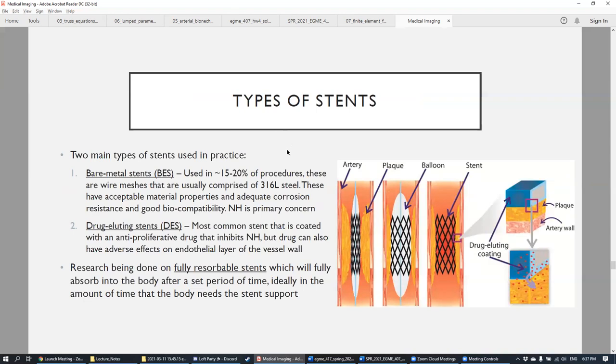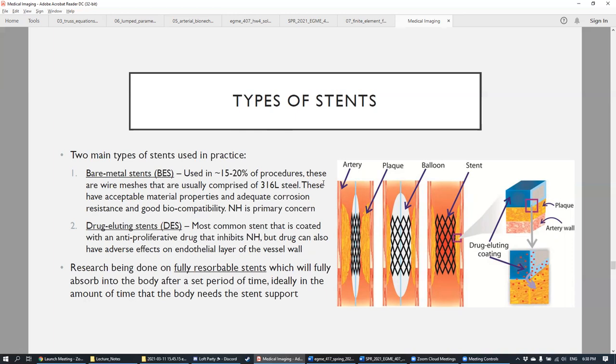Okay. And so there's a couple types of stents that are used. The first type of stent is called bare metal stents, or BMS. These are literally just some metal that they use in the stenting procedure. These metals obviously have to be flexible enough that they can expand, but also strong enough that they don't collapse on themselves. The most common material used nowadays is a type of steel, 316L steel.